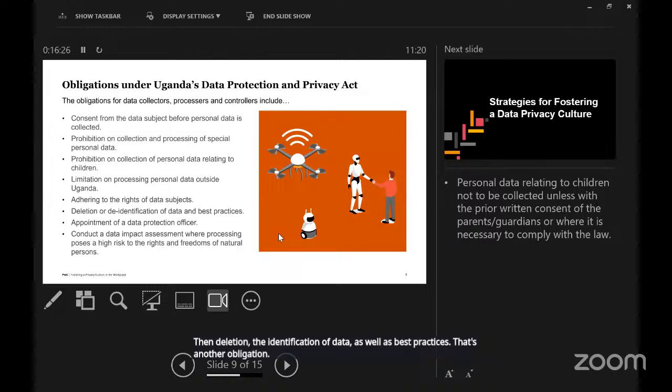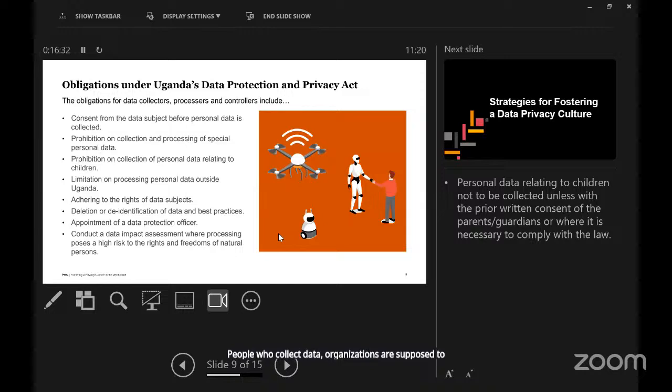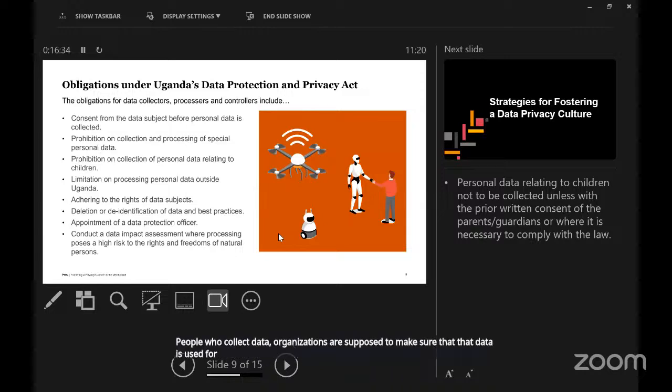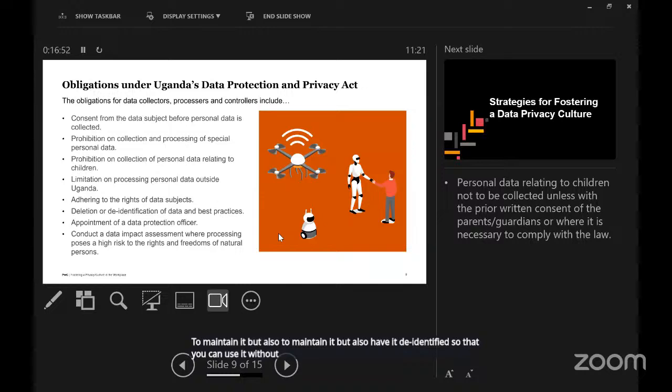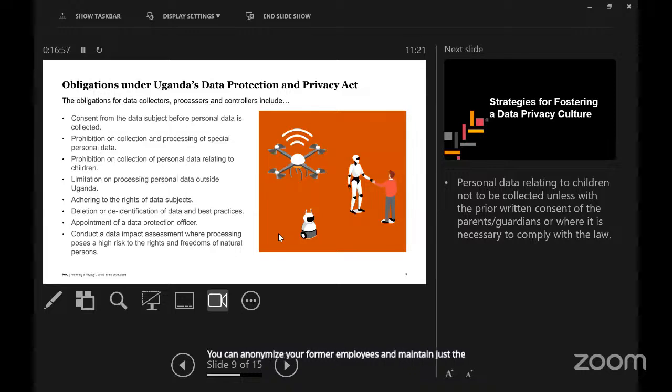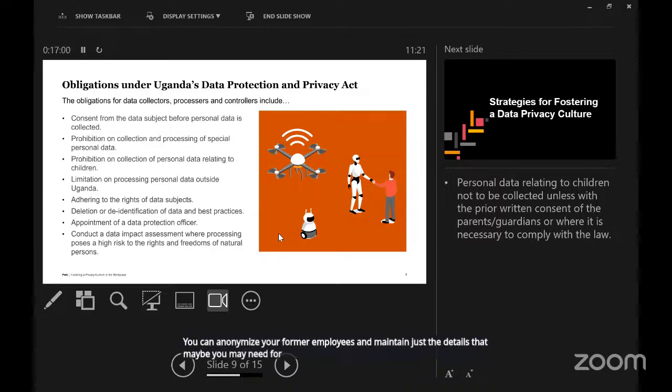So under the Act, organizations that collect data are supposed to make sure that the data is used for the purpose, and as and when it's not required, deletion is a mandate that every collector has, every processor has. If you no longer need that information, you have to delete it. If you need it for another reason, then de-identification can support you to maintain it, but also to have it de-identified so that you can use it without consequence. For example, you can anonymize your former employees and maintain just the details that you may need for business decisions regarding human capital needs or requirements.